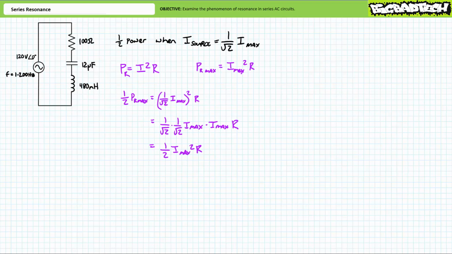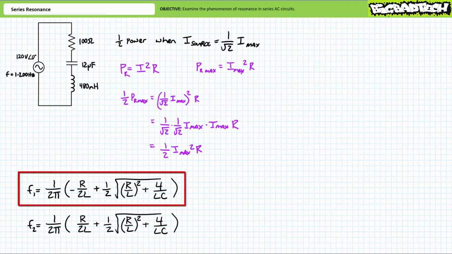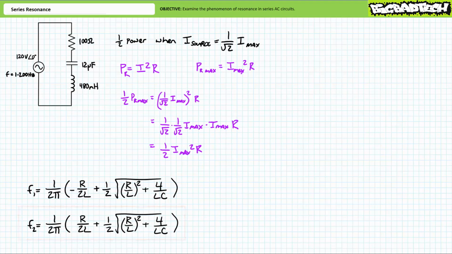What are these half power cutoff frequencies? I will skip the derivation because I don't have all day, but the lower half power frequency F1 can be calculated using this weighty formula, and the upper half power frequency F2 can be calculated using this similarly weighty formula. Notice these 2 formulas are almost identical, and only a small, easily overlooked negative sign differentiates the 2. Don't screw up the formula by overlooking the negative sign.